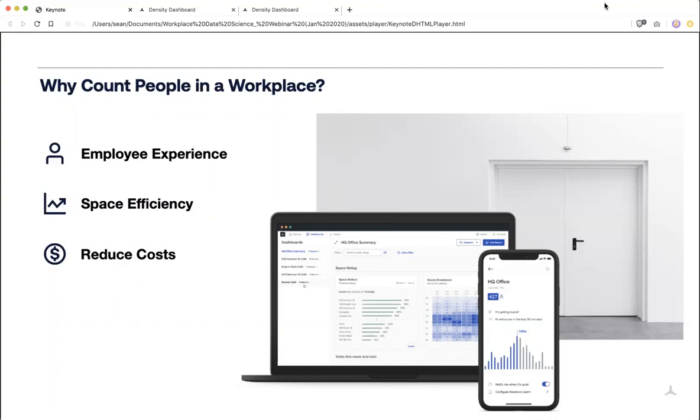Space efficiency, there's a huge shift right now towards densification of saying we want to consolidate our real estate.